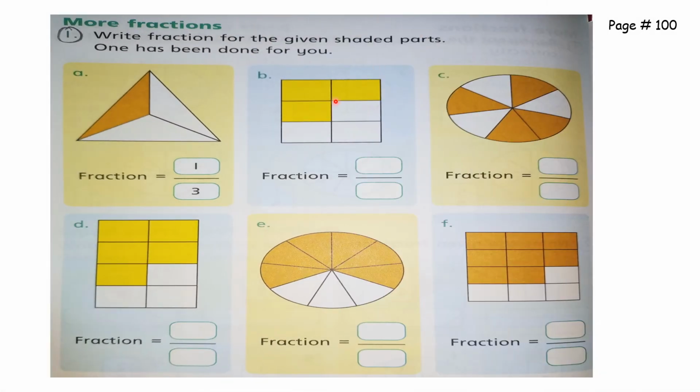Now come to page 100. You have to write fractions. I have told you before that shaded parts we write on top and total parts we write below. So how many parts are shaded, colored here? 1, 2, 3. So you will write 3 here. And how many parts are in total? 6. How many parts are colored here? 1, 2, 3, 4 and 5, 6, 7. You have to do these 3 parts by yourself. You have to count the shaded parts 1, 2, 3, 4, 5 and write 5 here, and count the total parts and write the number below.